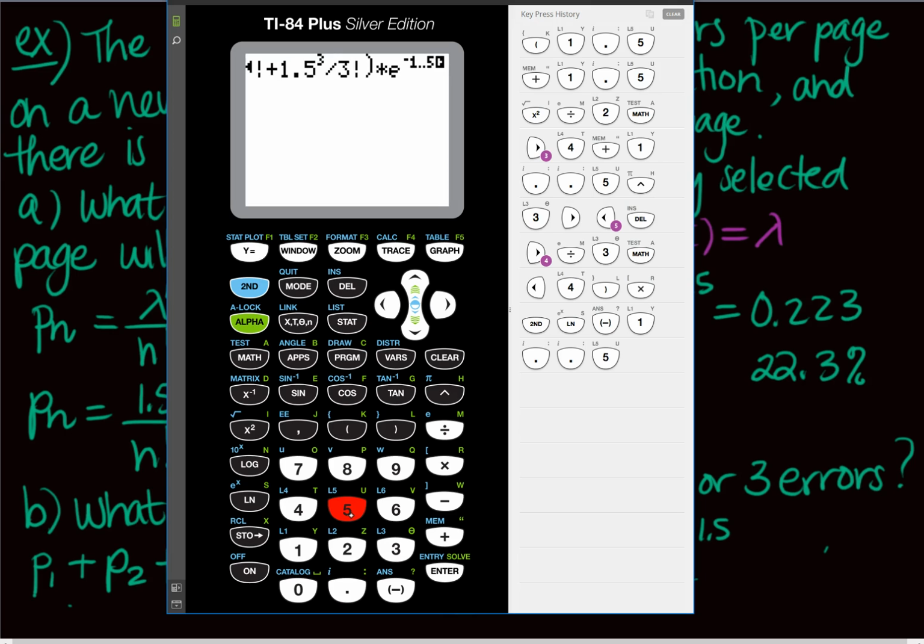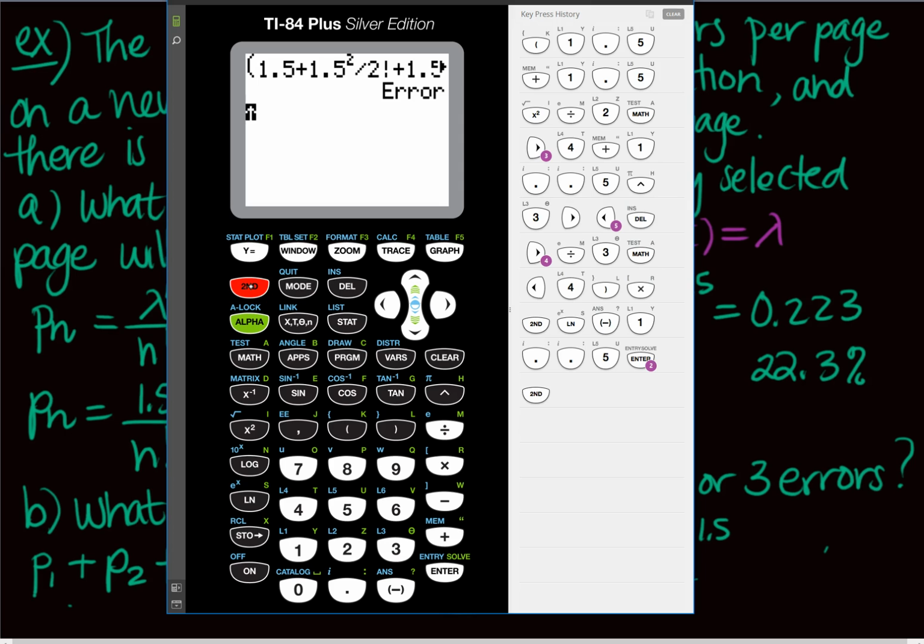So I just want to show you a way to do that on a calculator that's a little easier than having to do each single one, but each one is being multiplied by the e to the negative 1.5, so we might as well take advantage of that. Press enter, oh, and of course I have an error.